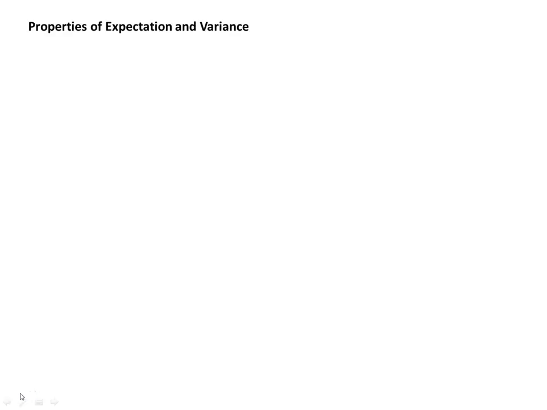Now let's have a look at some of the important properties of expectation and variance. In the first case, if a and b are constant numbers and X is a random variable, then the expected value of aX + b is a times the expected value of X plus b, and the variance of aX + b is a squared times the variance of X.